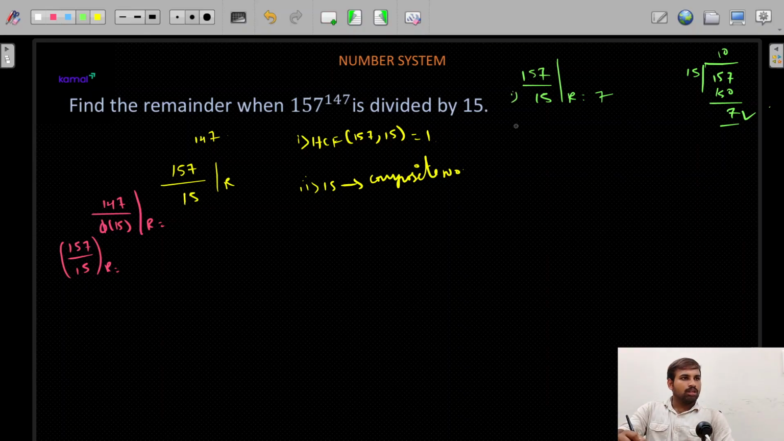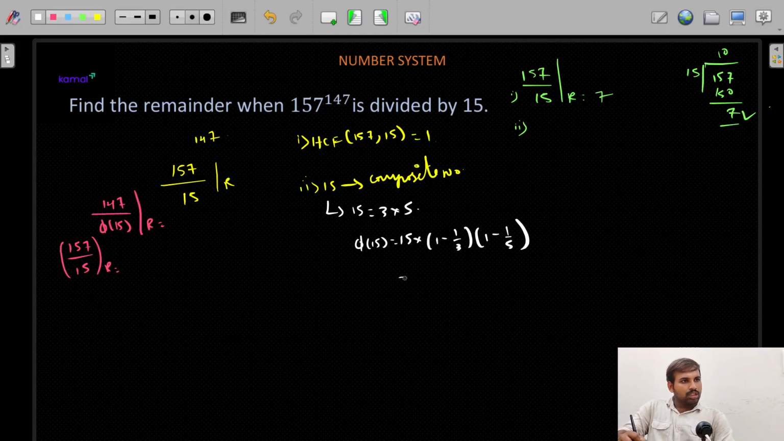Now I will divide the other one. To find this, I have to find the Euler totient number for 15. In order to do that, first I have to prime factorize 15, which is 3 fives are 15. So the Euler totient number for 15 is nothing but 15 into 1 minus 1 by 3 into 1 minus 1 by 5. So 15 into 2 by 3, since 1 minus 1 by 3 is 2 by 3, and 1 minus 1 by 5 is 4 by 5. 3 ones are 3, 5 threes are 15, again 5 ones are 5. So eventually it became 2 into 4, which is equal to 8. So my Euler totient number for 15 is 8.